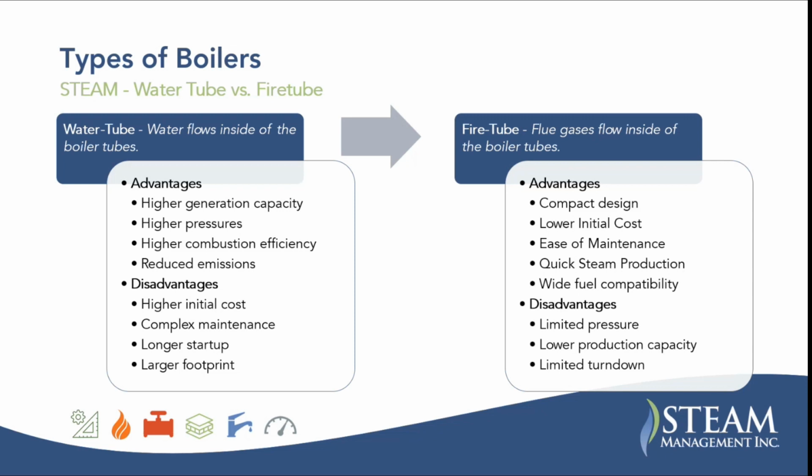Regarding steam boilers, within steam boilers you have water tube versus fire tube. A water tube boiler is where the water flows inside of the boiler tubes. A fire tube boiler is where the flue gases flow inside of the boiler tubes. I'm not going to go through all the advantages and disadvantages. I will say that probably the most constraining factor on whether or not you select a water tube versus fire tube is your required pressure. So fire tubes are limited in their pressure. I think a common limit is like 400 psi. But really, at even lower pressures than that, people start considering water tube boilers.